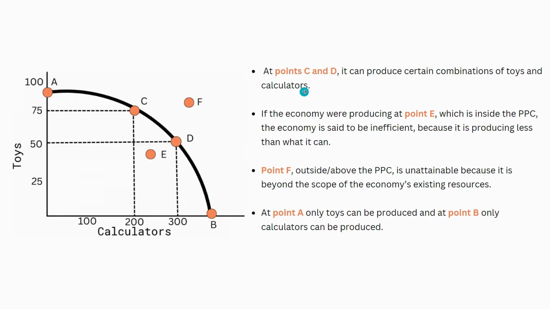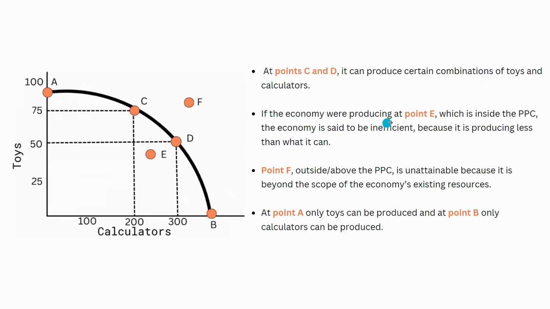Let's see what points C and D mean. At points C and D, it can produce a certain combination of toys and calculators. So it means that from A to B, it can produce any combination of toys and calculators according to the needs and wants and the policies of the economy.